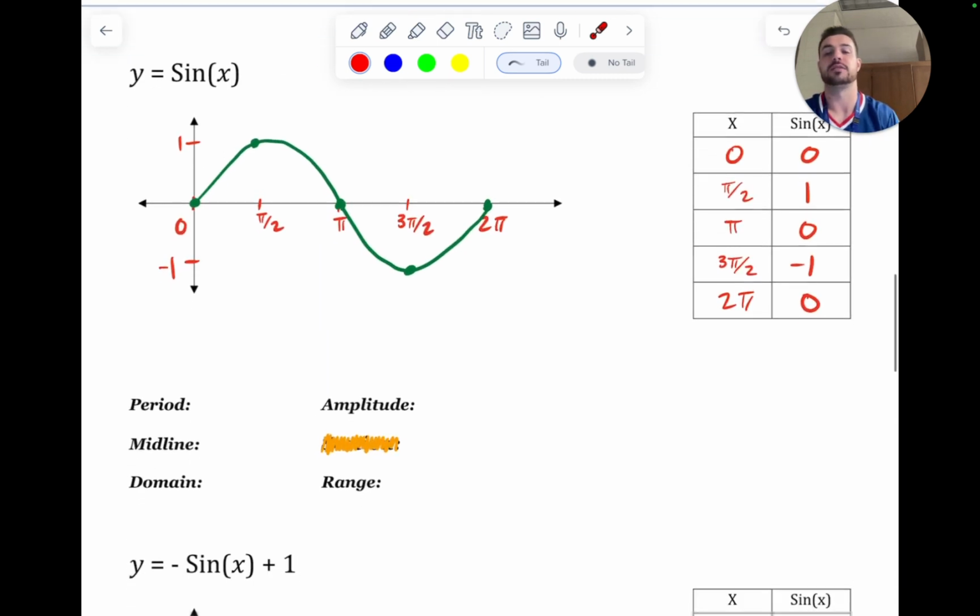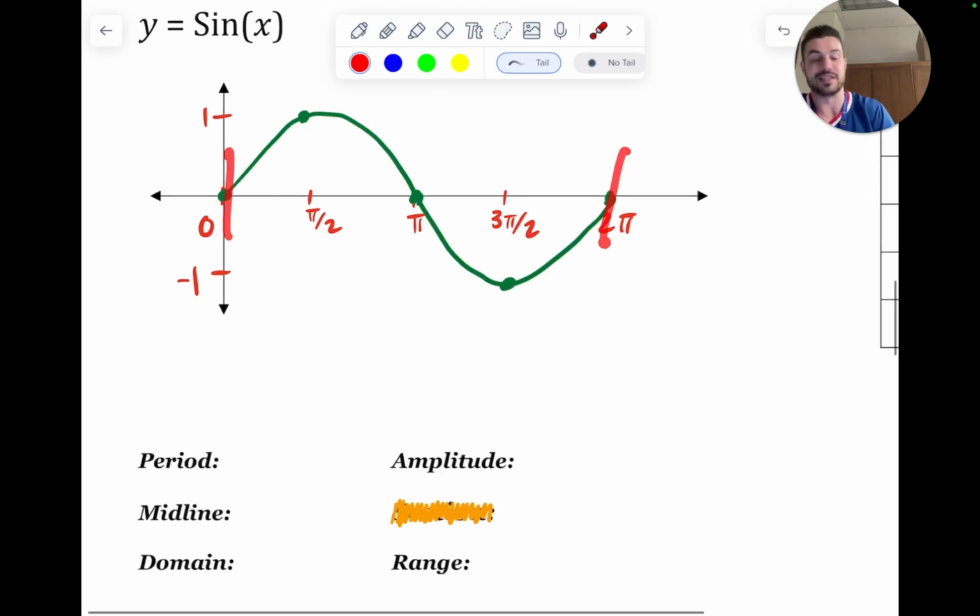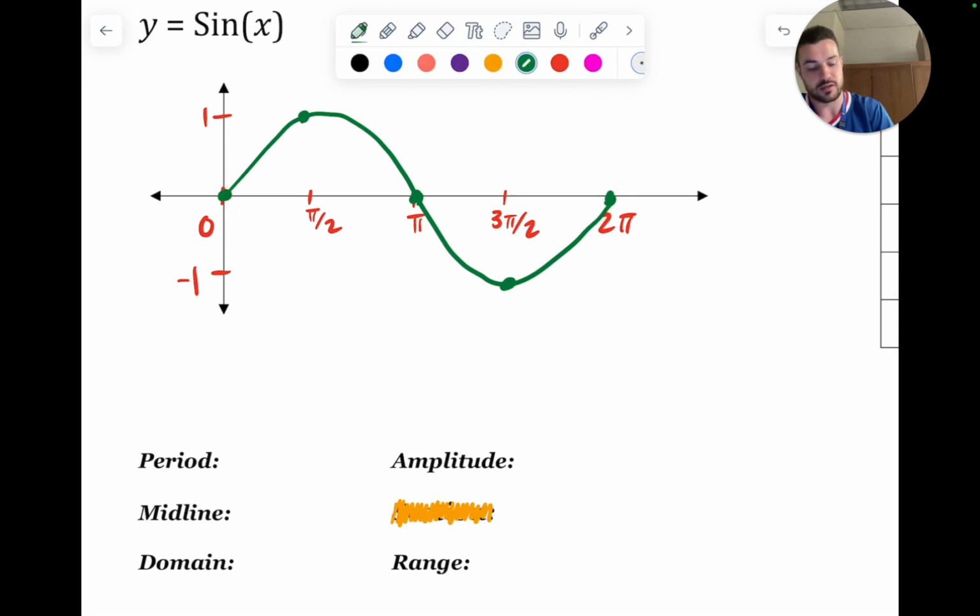All right, now let's talk about the period. The period is, again, how long it takes our graph to repeat. So this is one length. We go all the way up, then all the way down, and then back to where we started. So the distance between these two values is 2 pi.